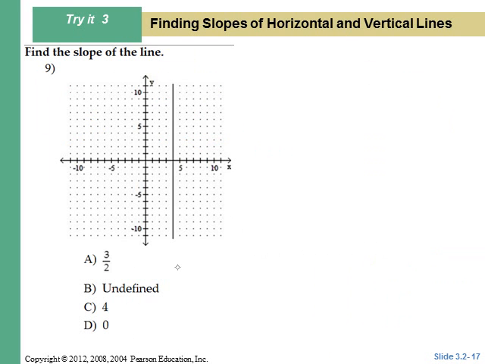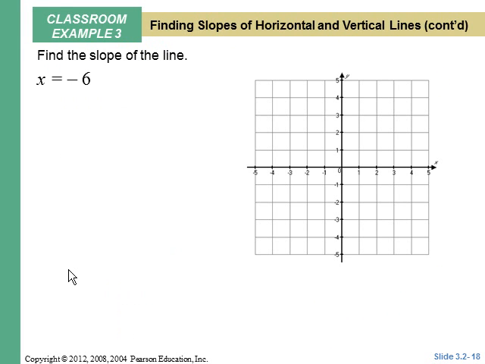Okay, it's a vertical line. All vertical lines have an undefined slope, and so we would say the correct answer is B, undefined. X is -6. Here's -6. It's a vertical line. M is undefined.